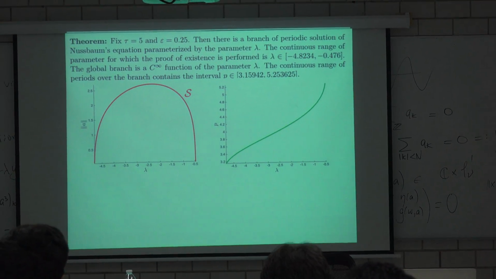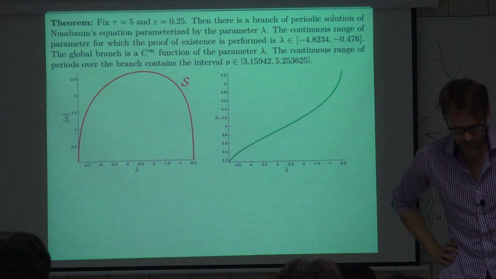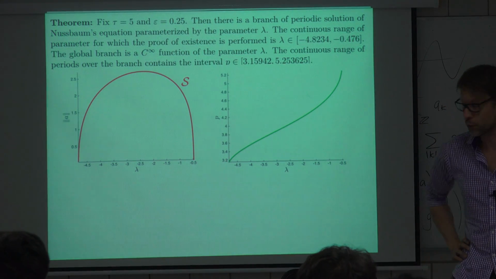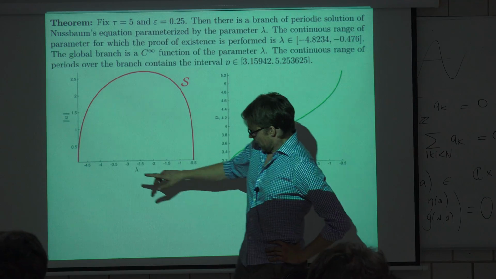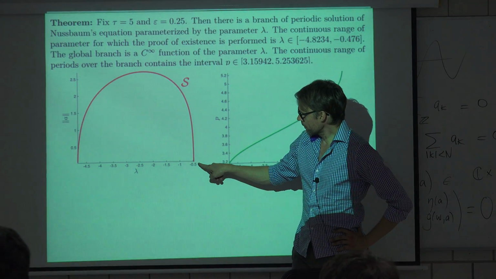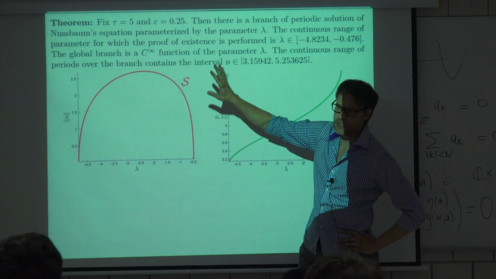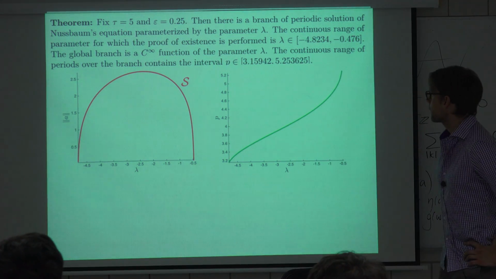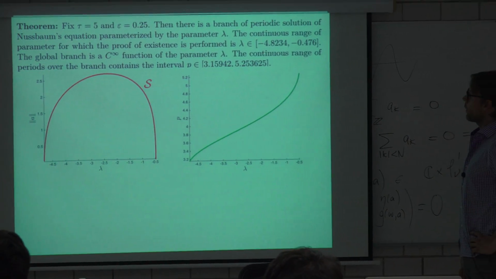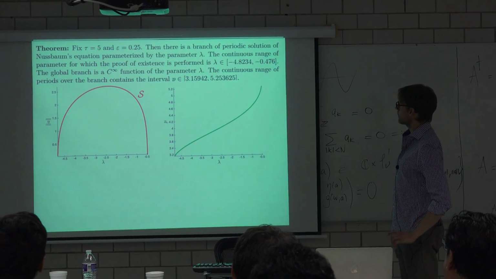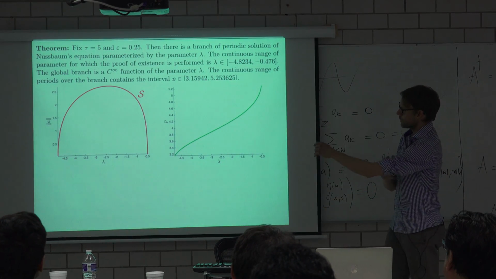And in fact, I'm going to state it and I'm going to prove it. So this is lambda here. Let me state the theorem. Fix the delay to be tau equals 5 and epsilon to be 0.25. There's a branch of periodic orbits, in that case I call it Nussbaum's equation, so that's this one.